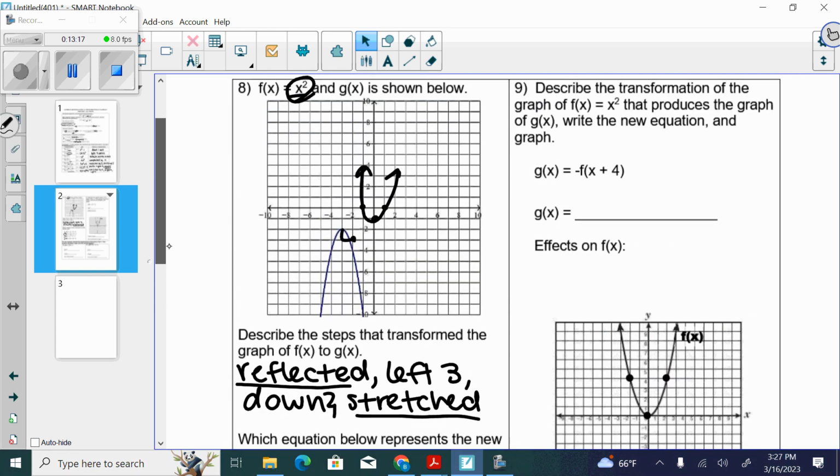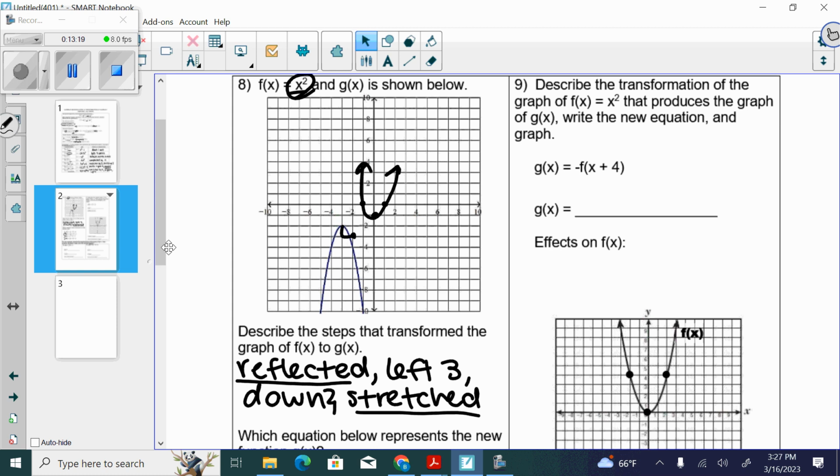All right, let's look at number 9. This one says, again, to describe the transformation that happens from this function to this function. All right, so what do you see out in front? A negative. What does a negative make happen? We just said it over here. What did the negative make? Not a shift. Reflects. Very good.